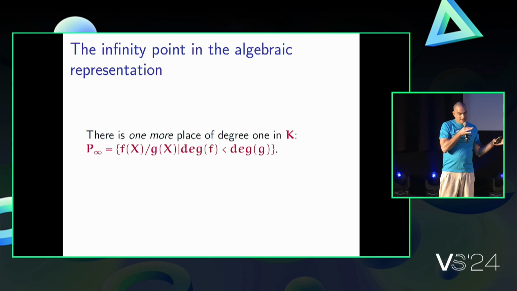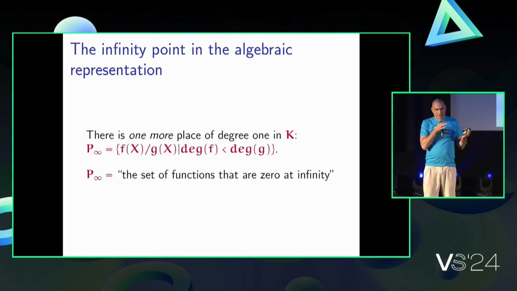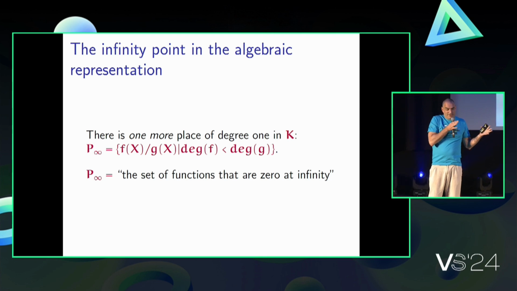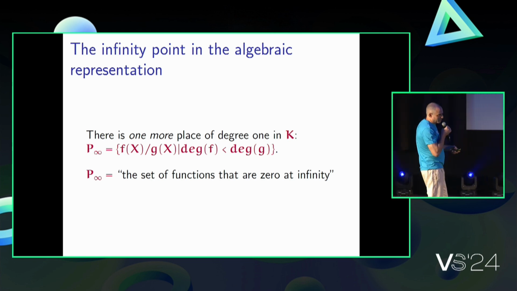The nice thing about these places is that we also have a representation for the point at infinity. This is going to be the place P infinity, which is going to be all the functions f over g, where the degree of g is larger than the degree of f. And it makes sense that these are the functions that are 0 at infinity, since the denominator has larger degree.